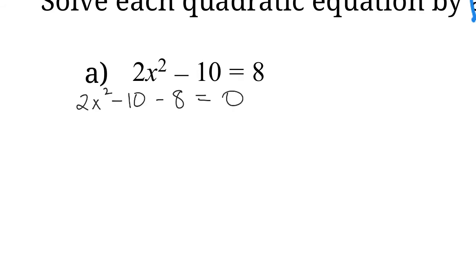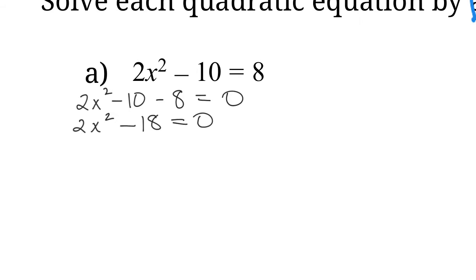All right, our first step always is to check if we can simplify. Can we simplify this any further before we try to common factor? And the answer to that is yes. -10 minus 8 is -18. Okay, so let's try to factor this.